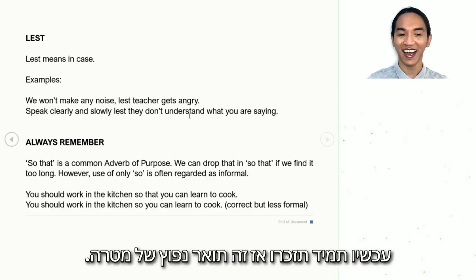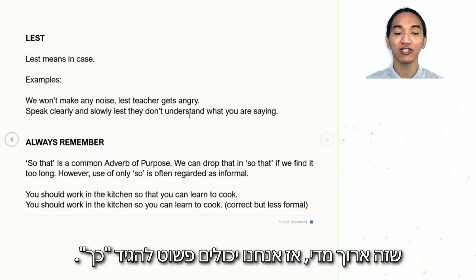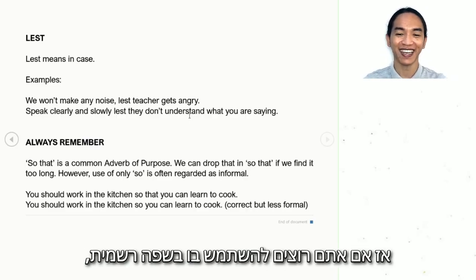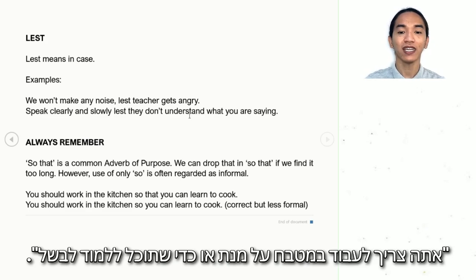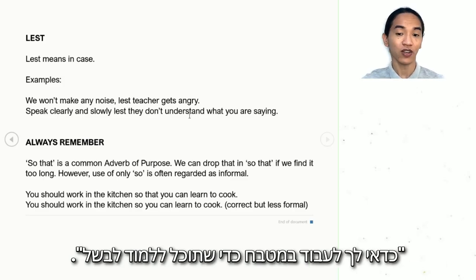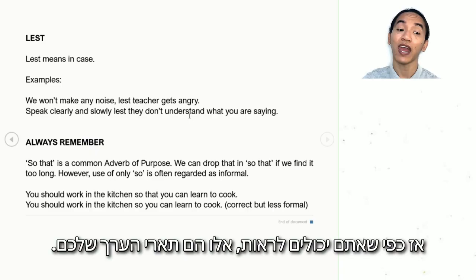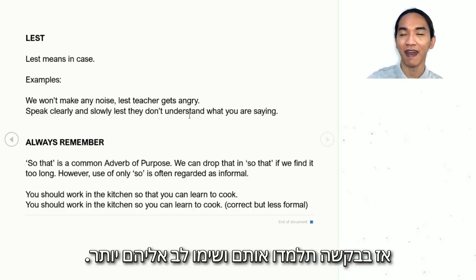All right. Now, always remember, so that is a common adverb of purpose. We can drop that in so that if we find it too long. So we can just say so. However, use of only so is often regarded as informal. Okay. So if you want to use it in formal language, then use so that. You should work in the kitchen so that you can learn to cook. You should work in the kitchen so you can learn to cook. So this is correct, but less formal. All right. So as you can see, these are your adverbs of purpose. So please study and pay attention to them more.